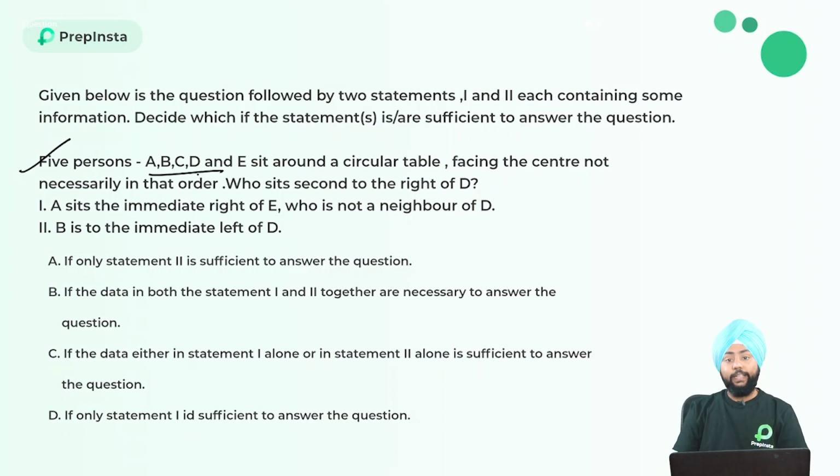A, B, C, D, E sit around a circular table facing the center, not necessarily in that order. Now, who sits second to the right of D?